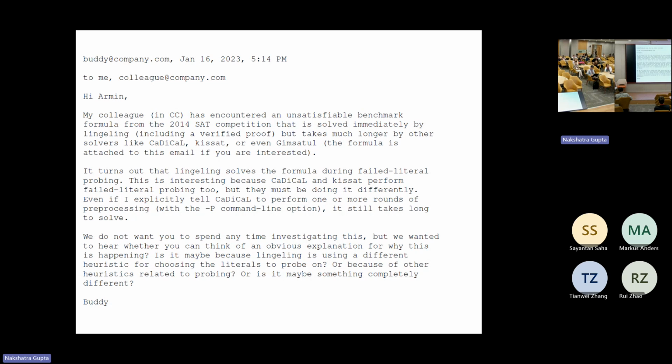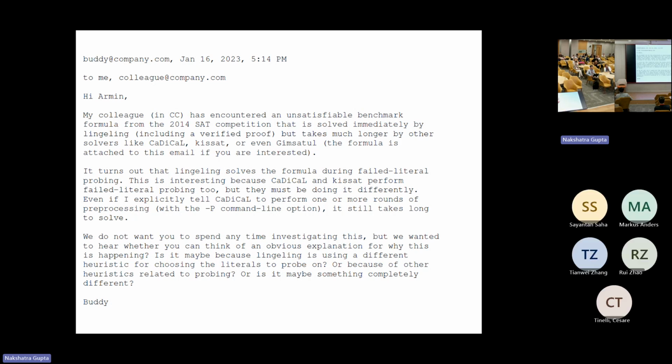Now, why do I revisit it? I want to share this email I got last year. Somebody from a company sent me an email. They had of course applied SAT solvers to competition benchmarks, and this colleague had encountered an unsatisfiable benchmark from the 2014 SAT competition that is solved immediately by Lingeling, a solver of mine from 2013, but is not solved by any newer solver. Why?